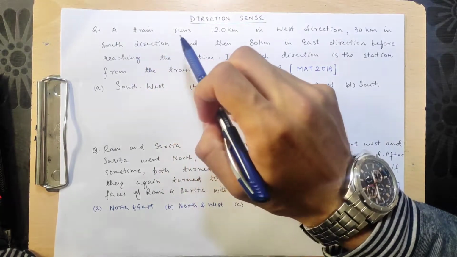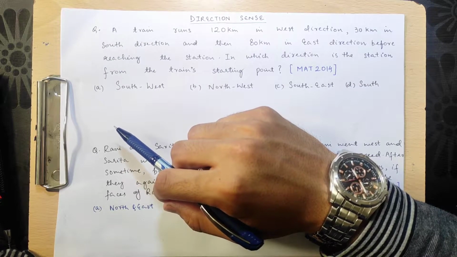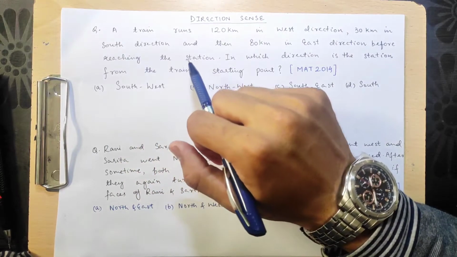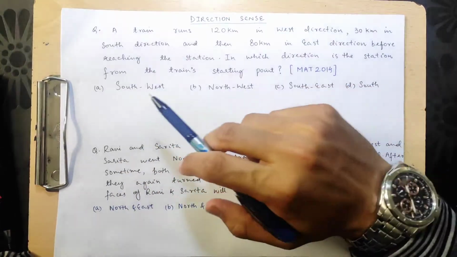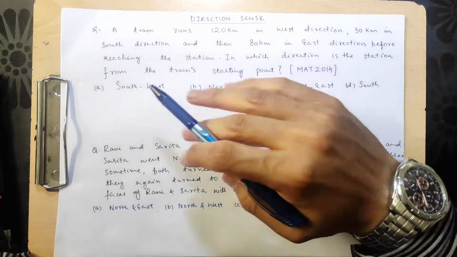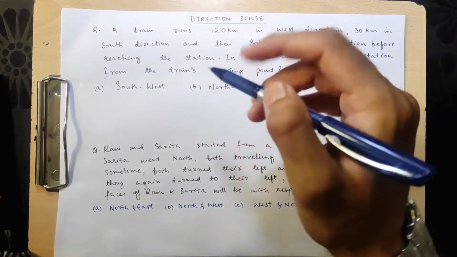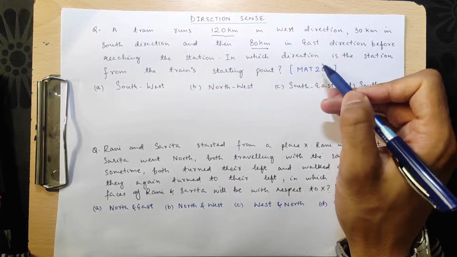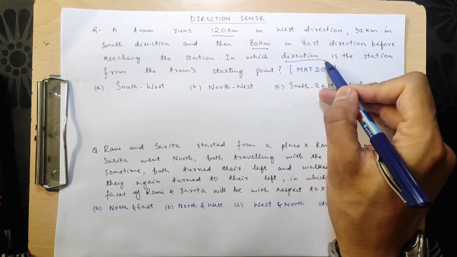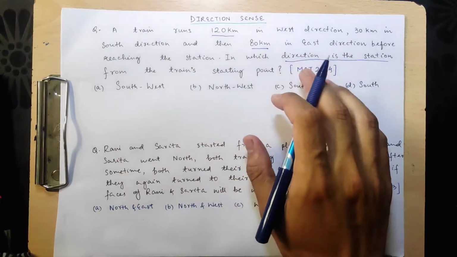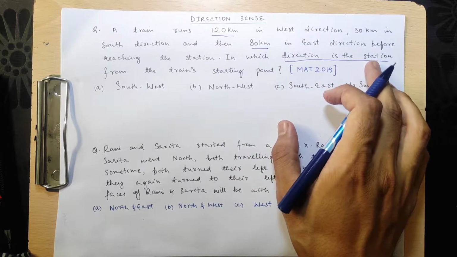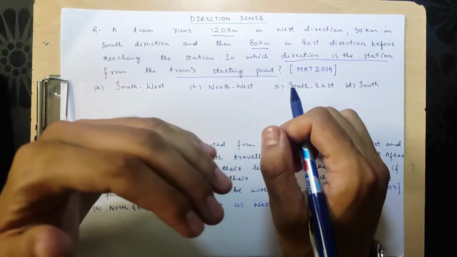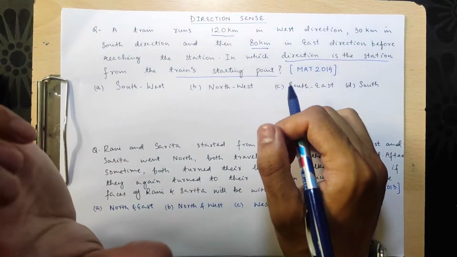So the first question says a train runs 120 kilometers in the west direction, 30 kilometers in the south direction, and then 80 kilometers in the east direction before reaching the station. So in which direction is the station from the train starting point? Even though we are given the distances here, how much the train has traveled, the examiner only wants us to find the direction of the station from the train's starting point. So from where the train started, from there we have to find the direction of the station.